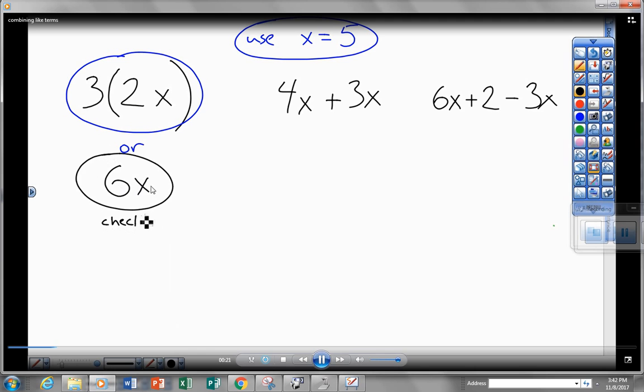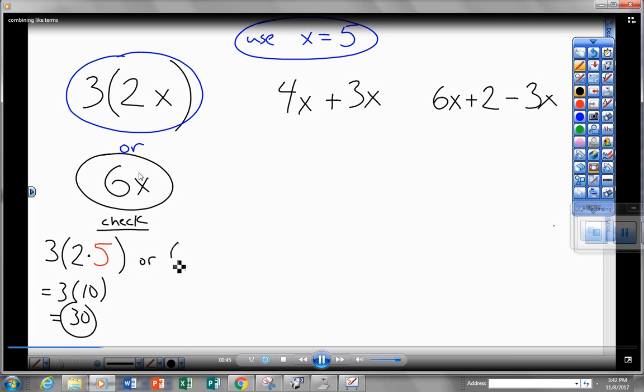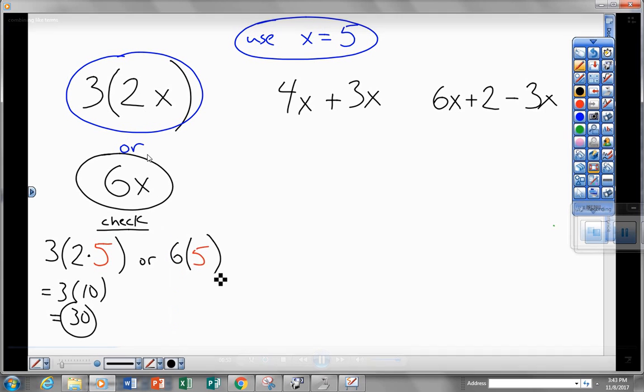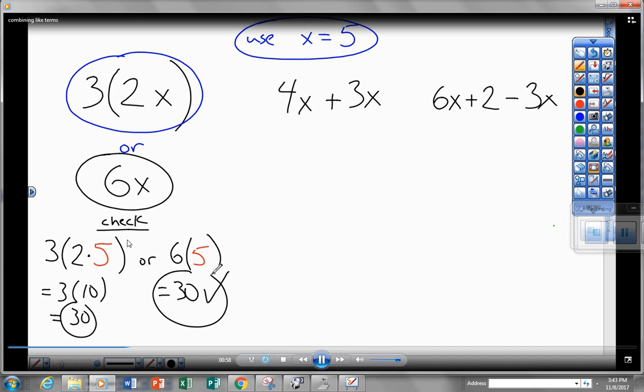They are the same. For me to check it, I'm going to plug in a value, x is 5, to show the math. So if I take this original 3 in parentheses 2 times that x number 5, that gives me 2 times 5 inside there, which is 10. 3 times 10 gives me 30. If I plug 5 into 6x, it should give me that same value, 30. If it does, it shows these are equivalent. It shows that you can do this. So 6 times 5 does give me 30. Both those are equivalent. Both those give you the same value when you plug in x is 5.